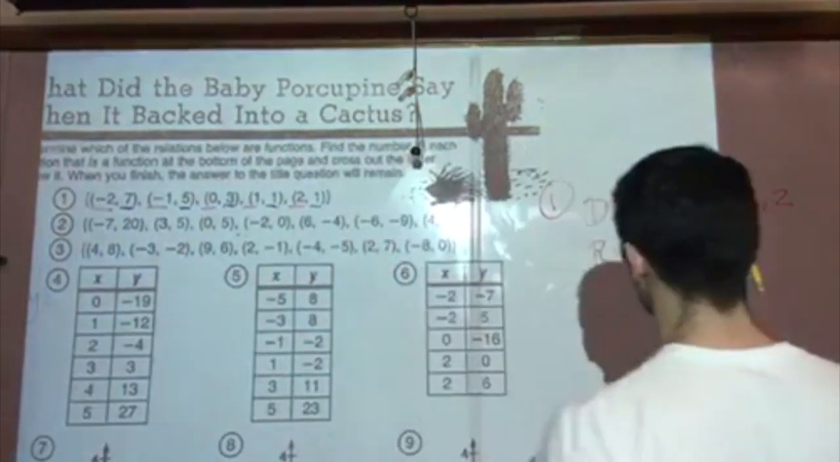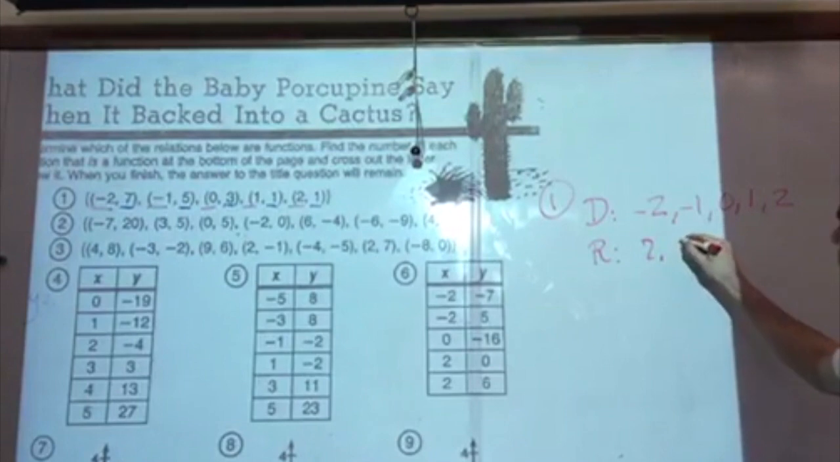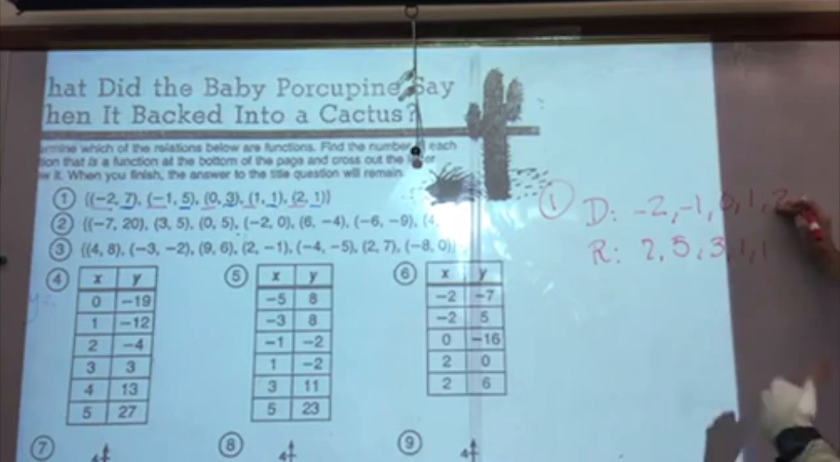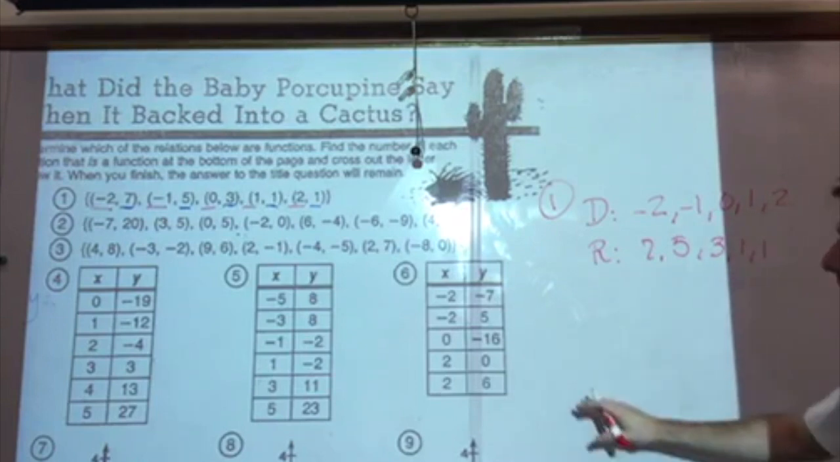So I would put for my range 7, 5, 3, 1, and 1. And for this function, that is the domain and that is the range. Let's look at number 6.